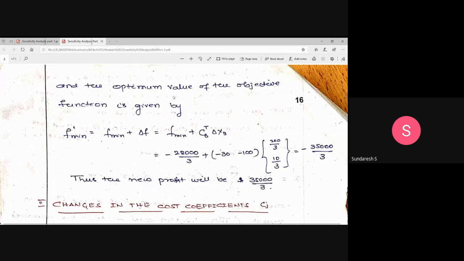This is what is given here. So F minimum is appearing as a point there. The new value of the optimum function or objective function, F minimum dash, is equal to the F minimum plus delta F. So F minimum plus delta F, that is the new F. Delta F can be written as the transpose of CB into delta XB.